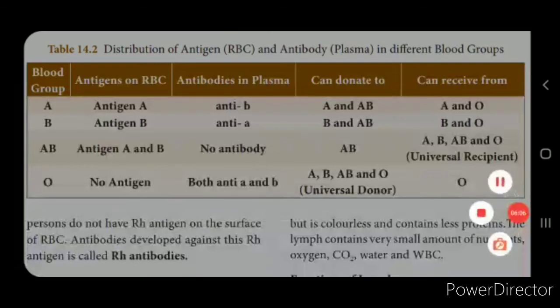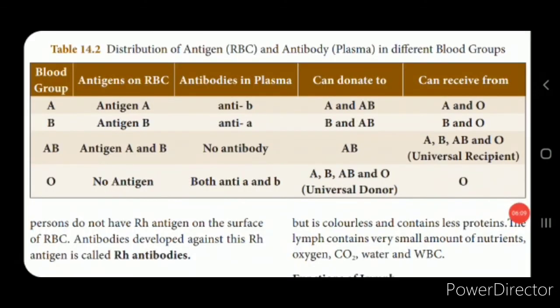There is another factor which is called the Rh factor, which is found in the Rhesus monkey, and this Rh factor is due to the presence of the antigen for the Rh. Now, Rh positive means it consists of the Rh antigen on the surface of the body. Rh negative means they do not contain the Rh antigen on the surface of the red blood corpuscles, and the antibodies that are developed against this Rh antigen are called the Rh antibodies.